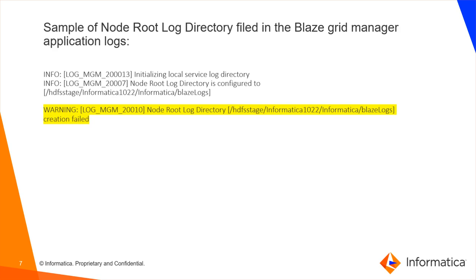Now this is a sample of Blaze Grid Manager application log entries which tells the exact location of Blaze logs in the local file system of the data nodes. The log will be written on the local file system on the data node where the Blaze Grid Manager is running. And if the Blaze user does not have the right permissions to create the folder, you will find a warning message like this in the Blaze Grid Manager application log. This permission issue will not cause the job or the Blaze Grid Manager application to fail. The process and the application will continue to run after logging a warning message in the Blaze Grid Manager application log.